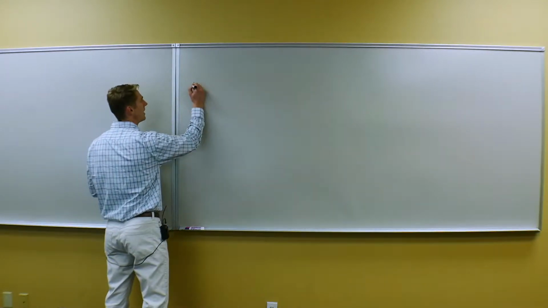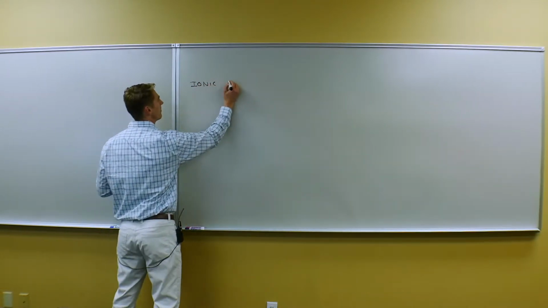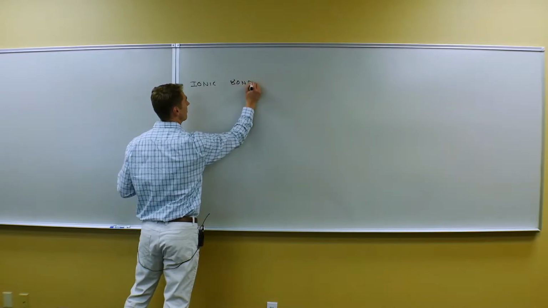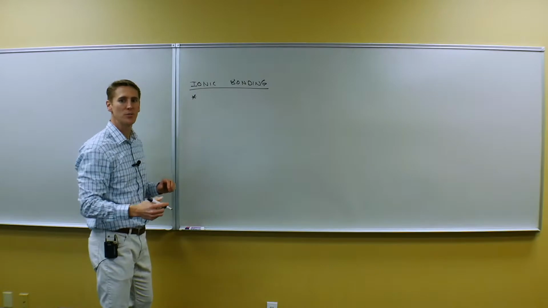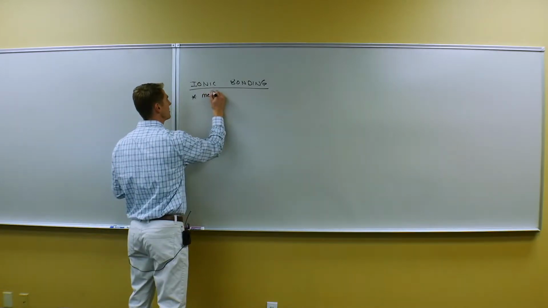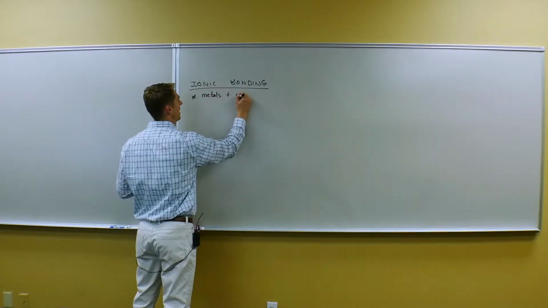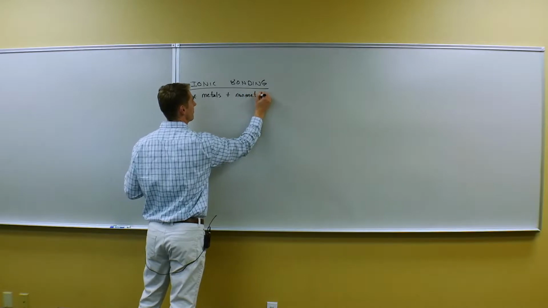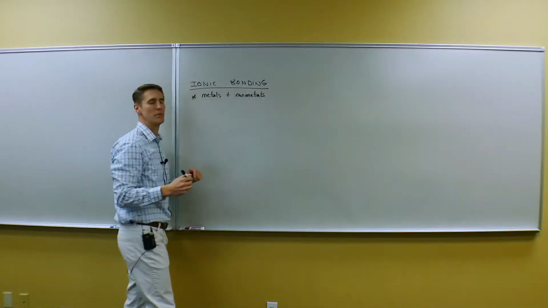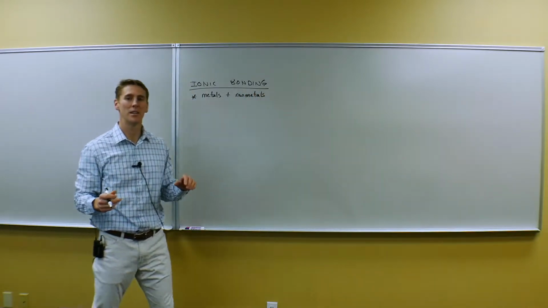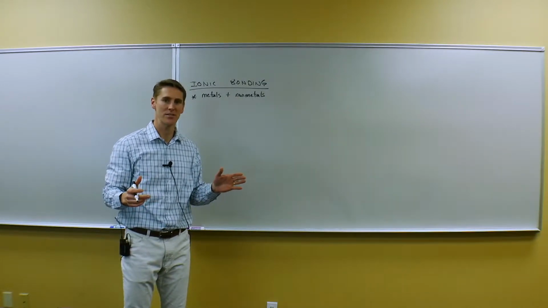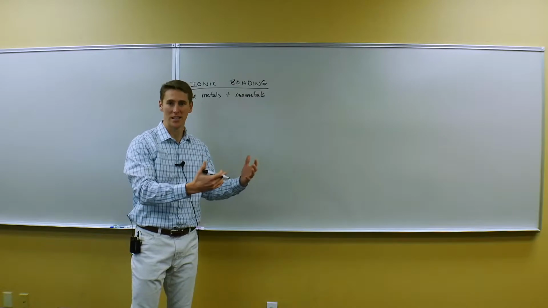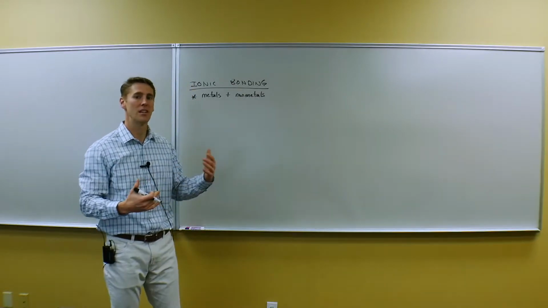So we're talking about ionic bonding. We're looking at a bond between metals and nonmetals. If you can remember from a previous video, we talked about on the periodic table, family 1 and 2, we call those the alkali or alkaline metals. They easily want to lose electrons. It helps them achieve their stability.